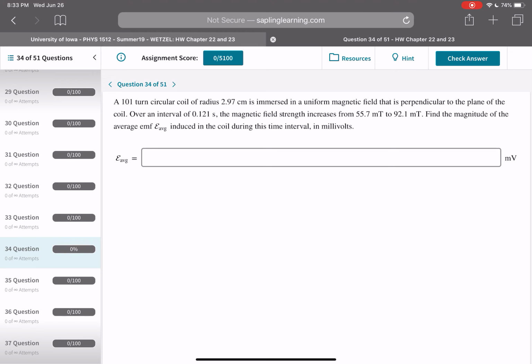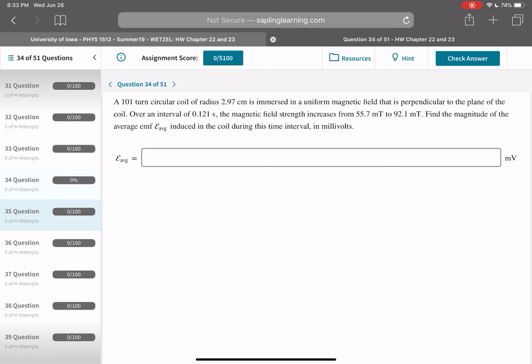So your flux is going to be 92.1 minus 55.7 times the area divided by 0.121 seconds. And your area is going to be 2.97 centimeters, so you're going to multiply that all by 10^-1, and then make sure it's asking you for millivolts, so make sure you put that in there.